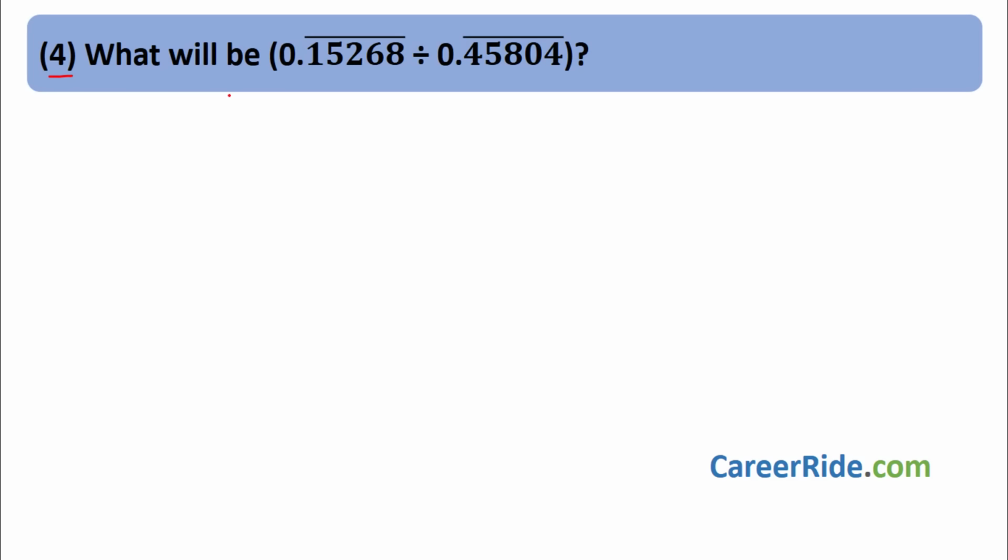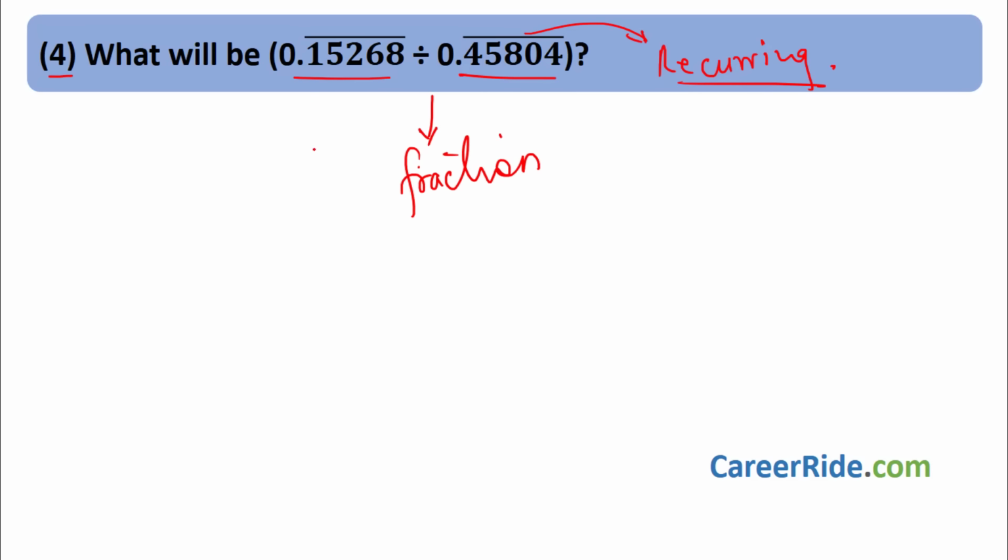Question number 4. What will be 0.15268 divided by 0.45804? Now this is not normal numbers. These have these bars. That means these are recurring numbers. Okay, and when we want to divide, it is much better if we have them in the format of a fraction. So let's convert them in the format of fraction.